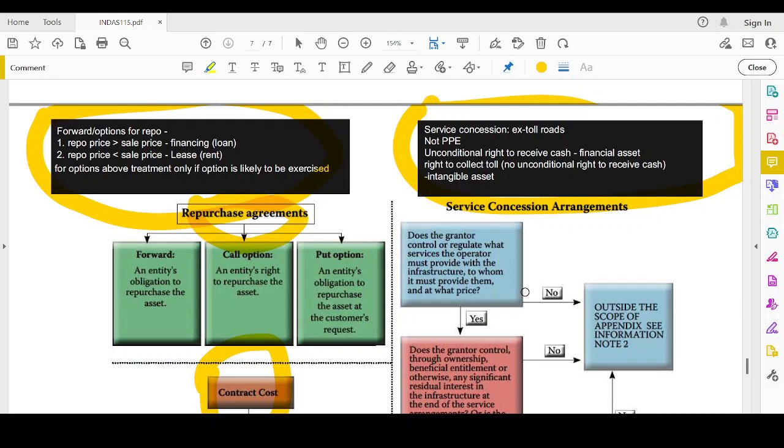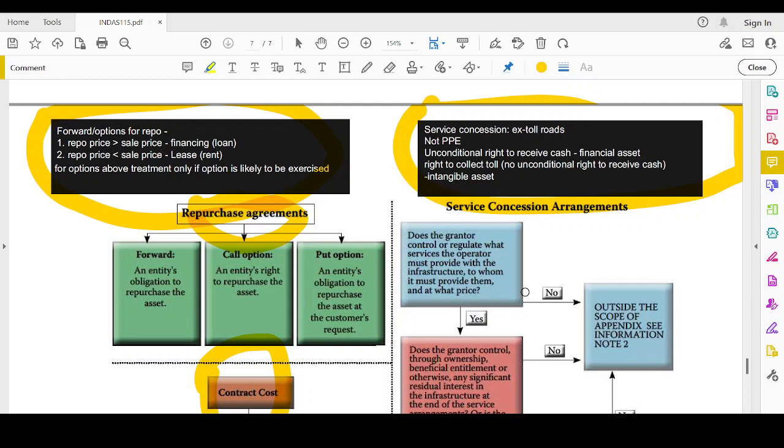Then the forward option. If the repurchase price is greater than the sale price, what you have obtained is financing. You have just obtained a loan. You've sold at a lesser rate and agreed to pay a higher amount. Just a loan. Then if the repurchase price is less than the sale price, it's a lease.